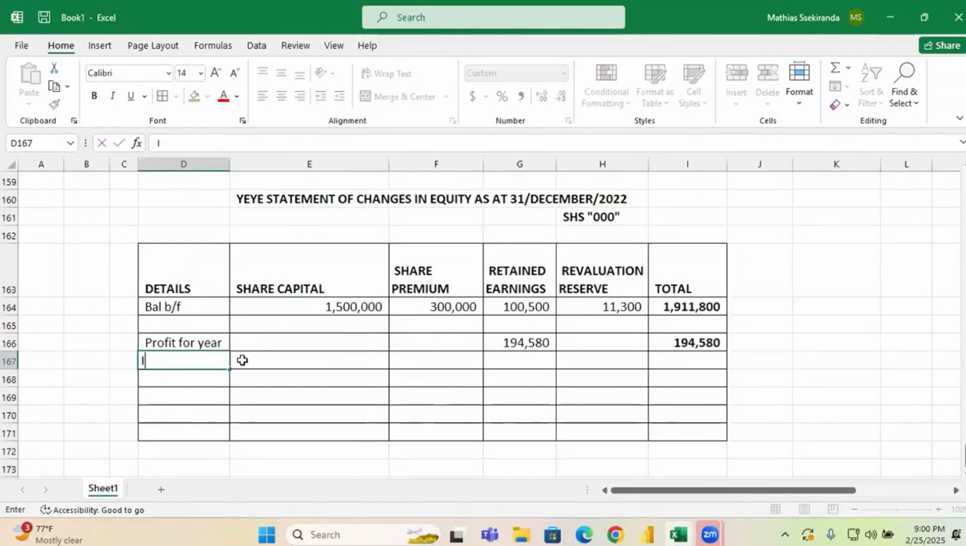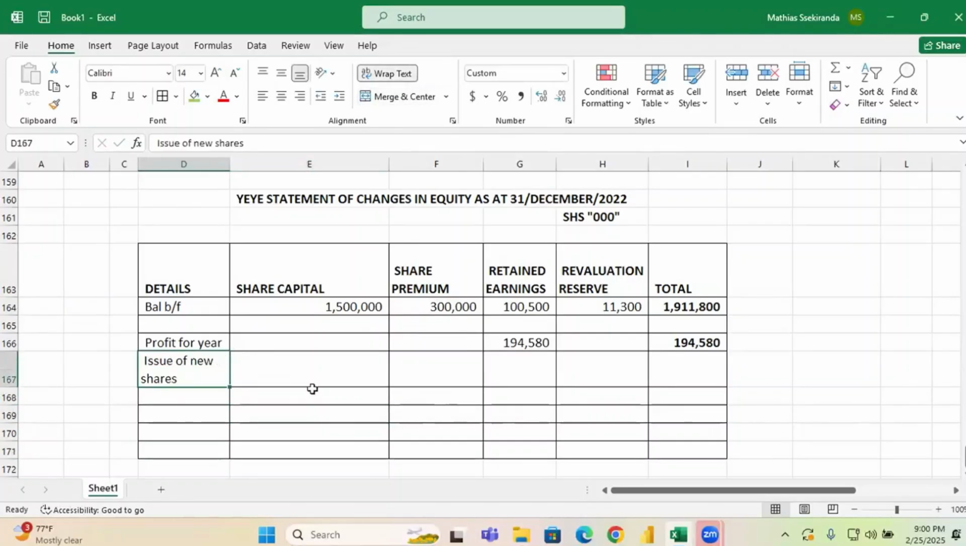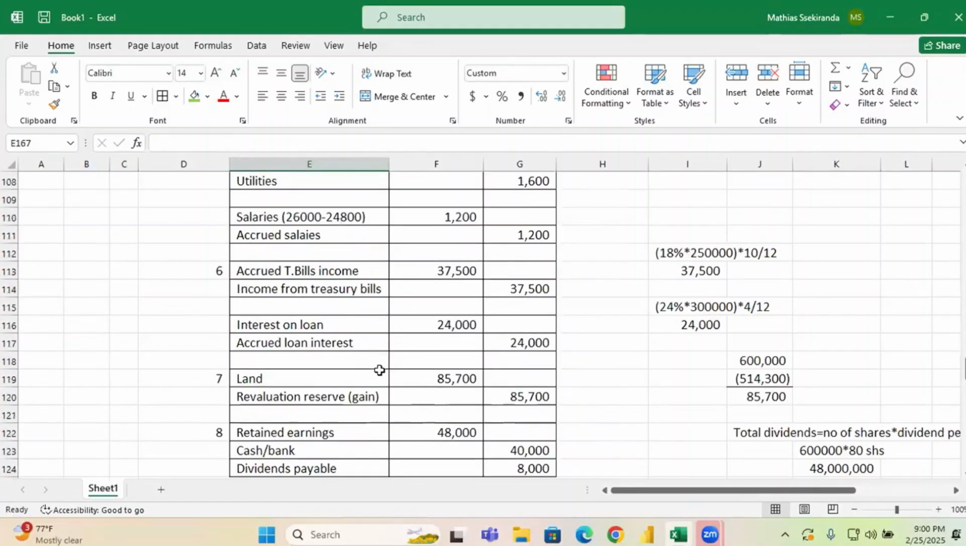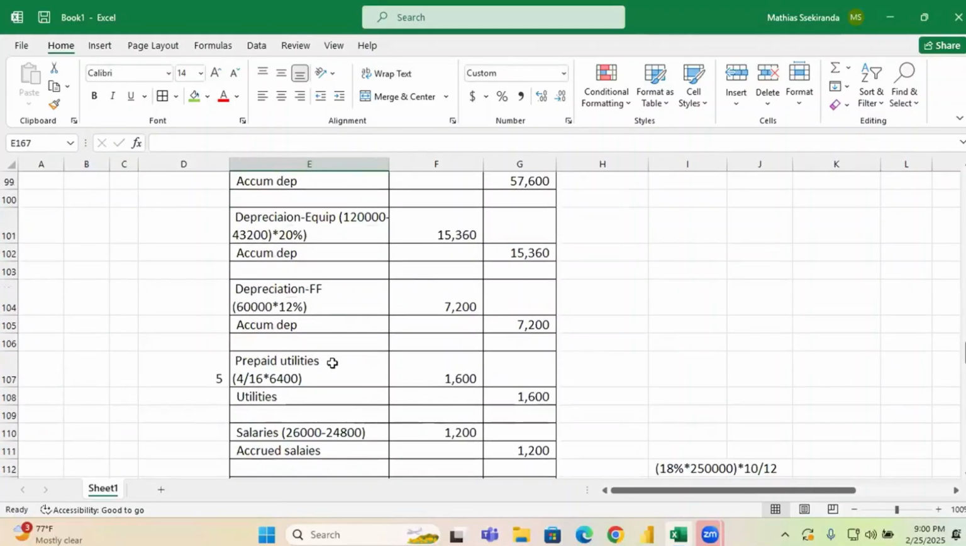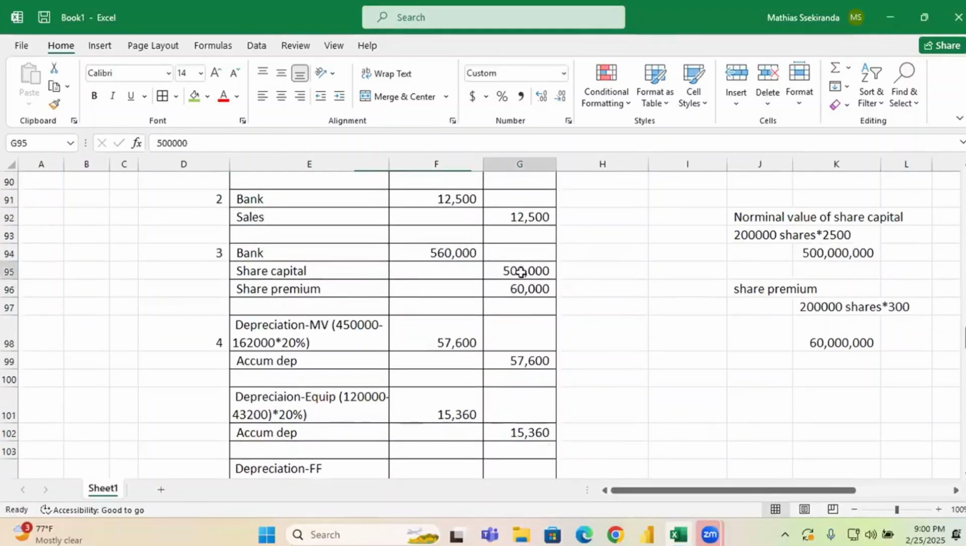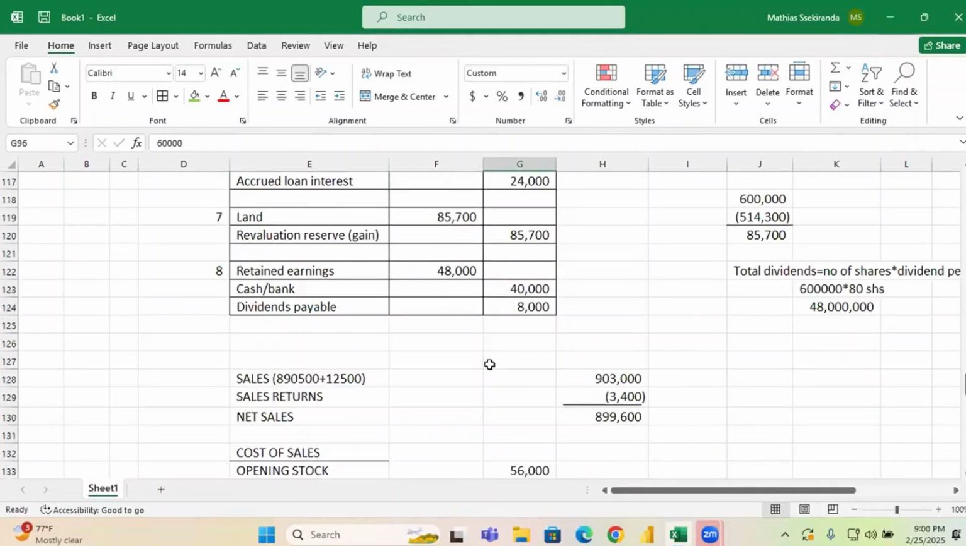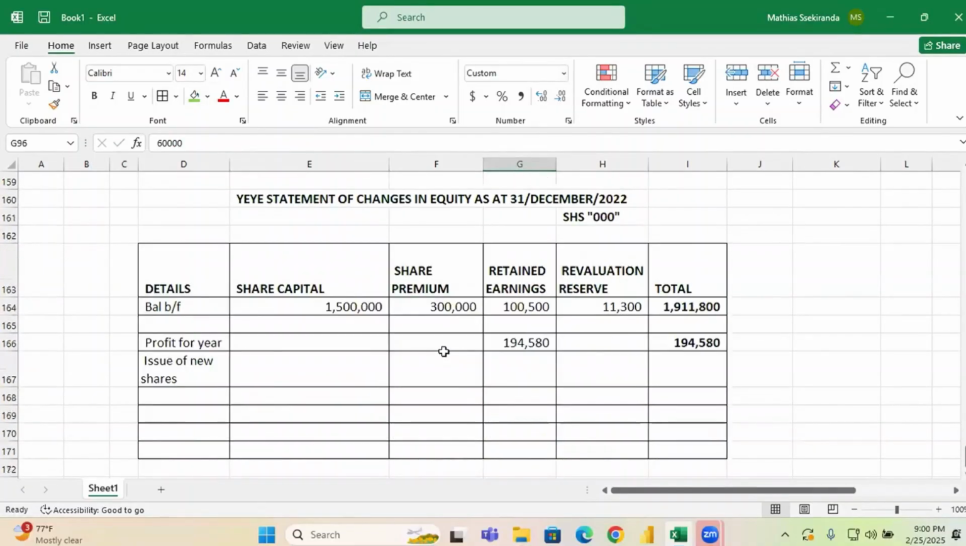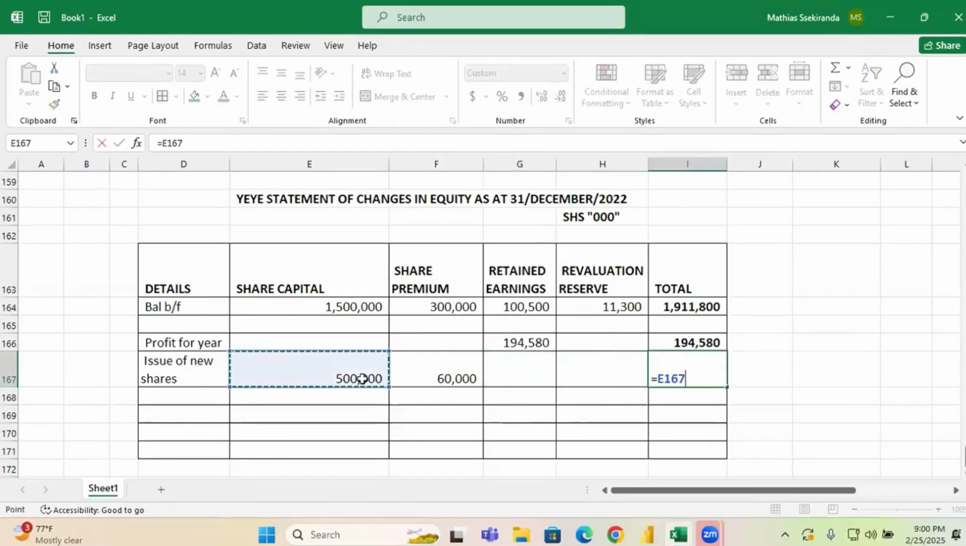Did we issue new shares? Yes, you say issue of new shares. We issued new shares, remember? And the entry was we credited share capital 500 and also created share premium 500. So 60,000. So out of the issue of the new shares, we had 560. Okay, premium. And you also get the horizontal total there.